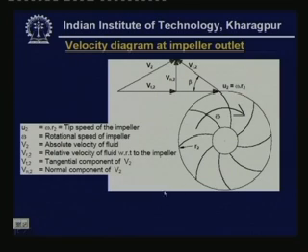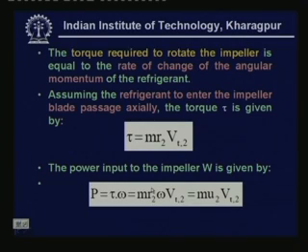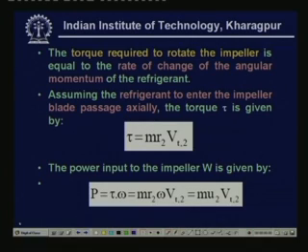Now, how do we use this velocity diagram to find the torque, and from that the power input? The torque required is equal to the rate of change of angular momentum of the refrigerant. This is the definition of torque. Assuming the refrigerant enters the impeller blade passage axially, that means it does not have any tangential component at the inlet, the torque tau is given by this expression, tau equals m r2 Vt2, where m is the mass flow rate, r2 is the radius of the impeller, and Vt2 is the tangential velocity of the refrigerant. Mass flow rate into velocity gives the linear momentum, and multiplying that by the radius r2 gives the rate of change of angular momentum, which is the torque tau.